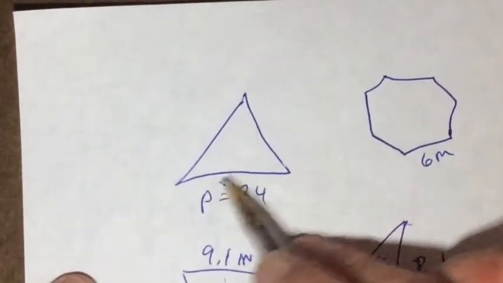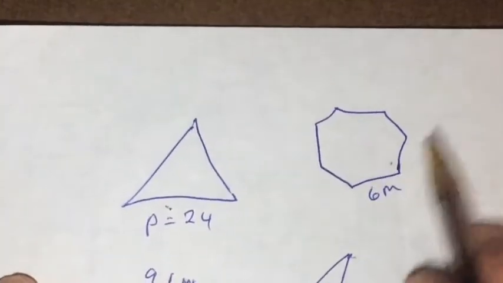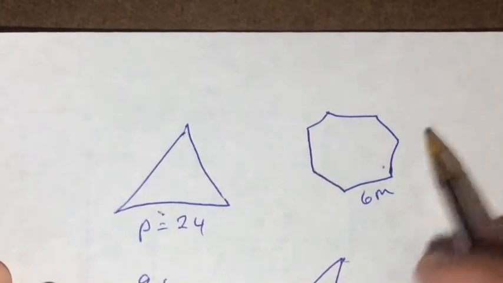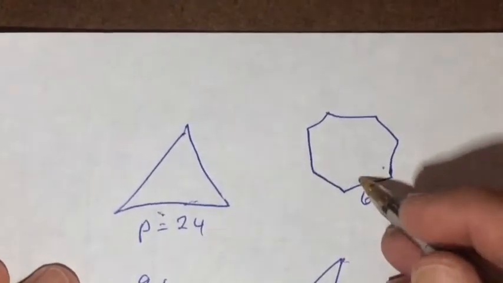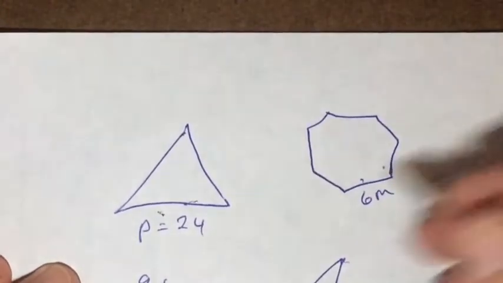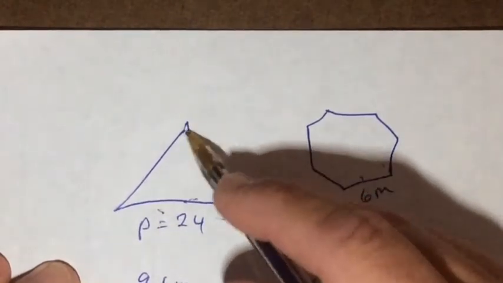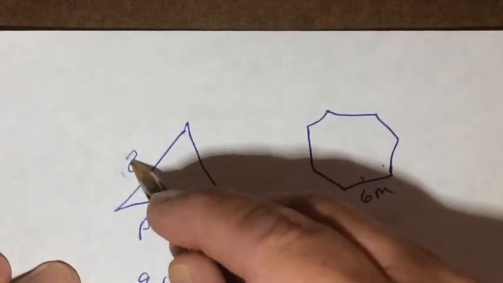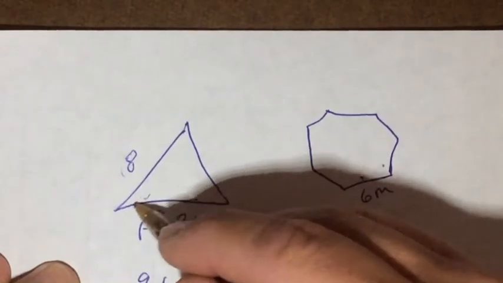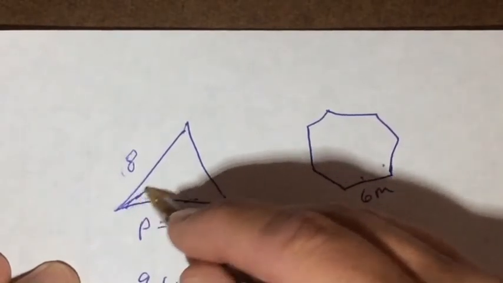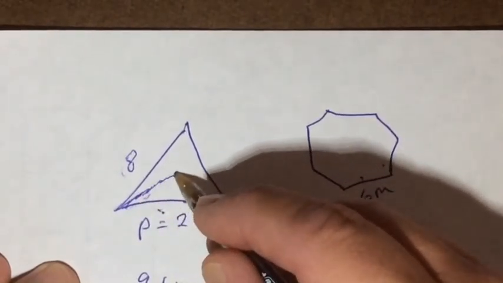Okay, the last bit was about area. These two, although you can't tell from my drawing, are regular polygons. This one has 3 sides, this one has 7 sides. The perimeter here is 24, which means each one of these sides is 8. Okay.